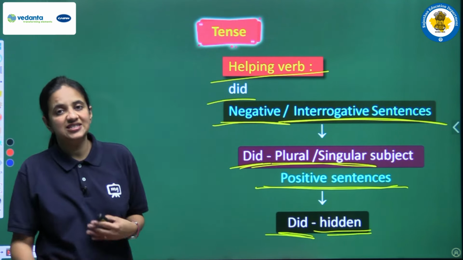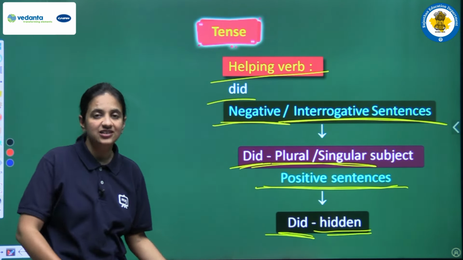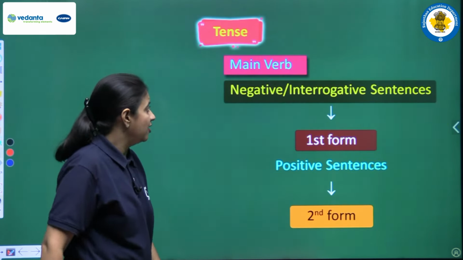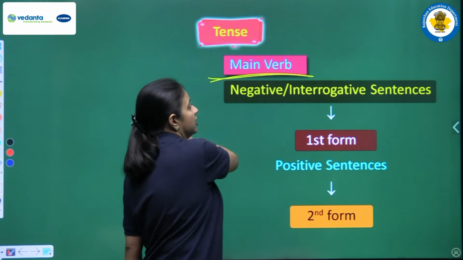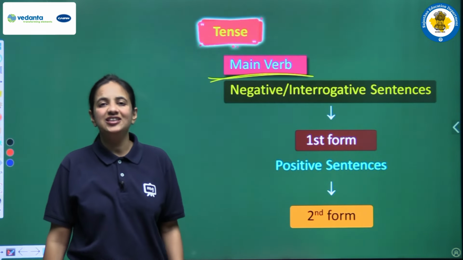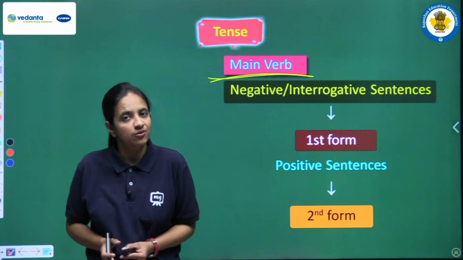So we will see some of the examples to clear all these things. First of all, let's move ahead, and now let's talk about the main verb. Okay, so we all know that all these tenses have their own form of the main verb.